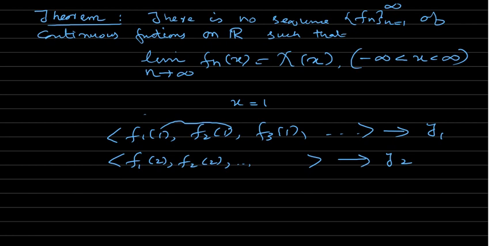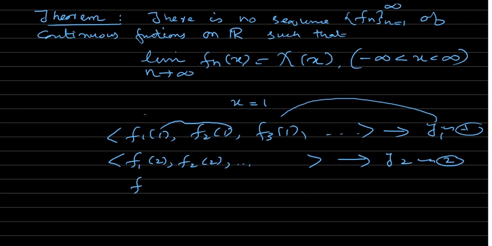One thing is clear: this y1 depends on the point you choose. As you vary the point, you may get different limits of these sequences. So y1 depends on 1, and y2 depends on 2. In this way you keep varying the points.